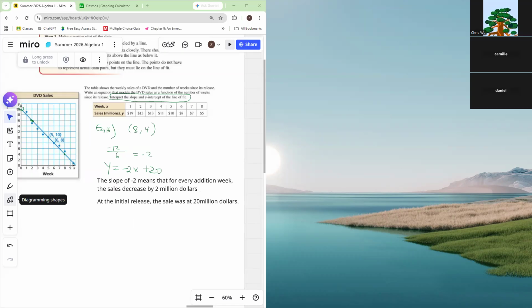Hold on, the book is kind of stuck. Oh, there we go. It's not loading the page for some reason.